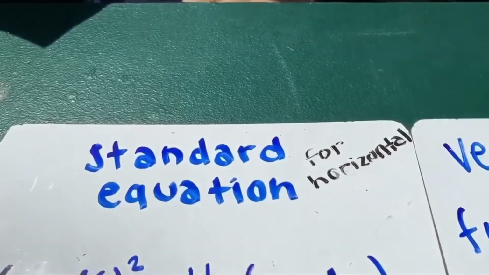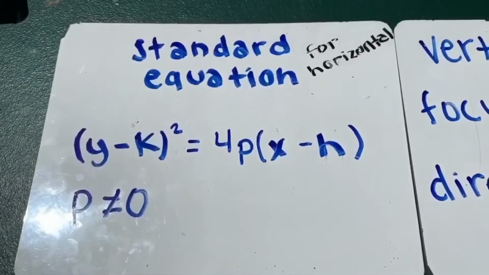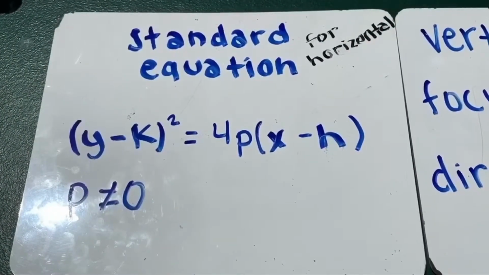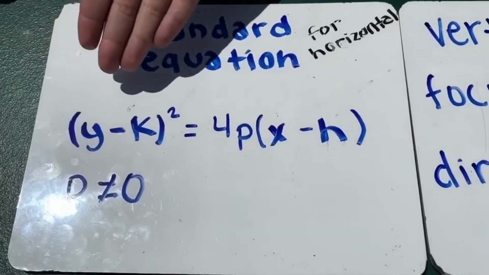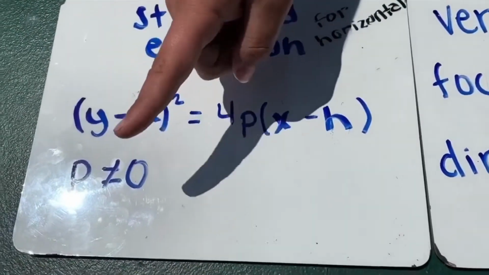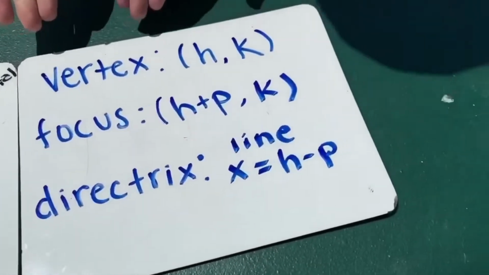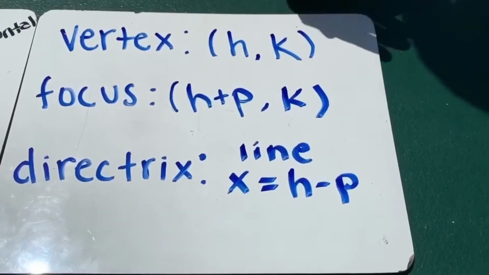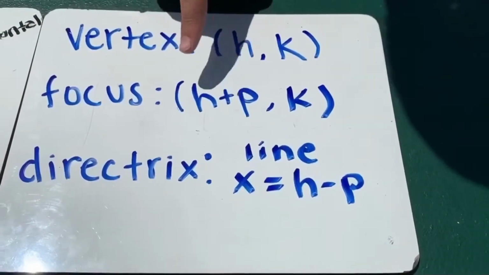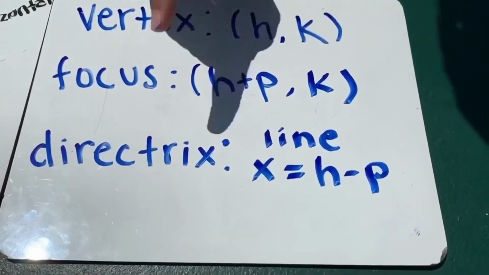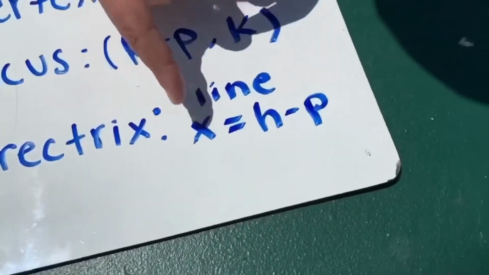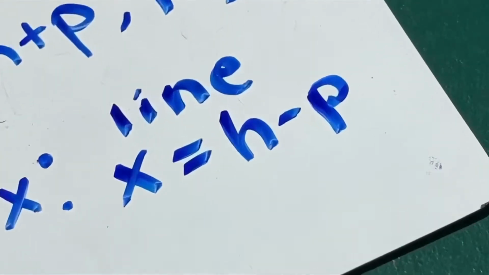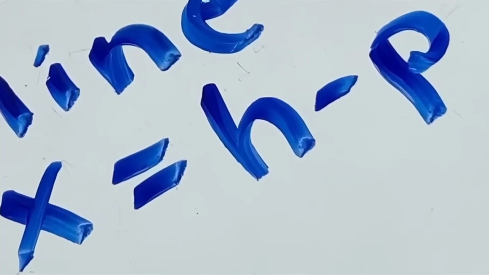Two: If a parabola has a horizontal axis, the standard form of the equation of the parabola is this, where p is not equal to 0. The vertex of the parabola is at (h, k). The focus is at (h plus p, k). The directrix is the line where x is equal to h minus p. The axis is the line where y is equal to k.